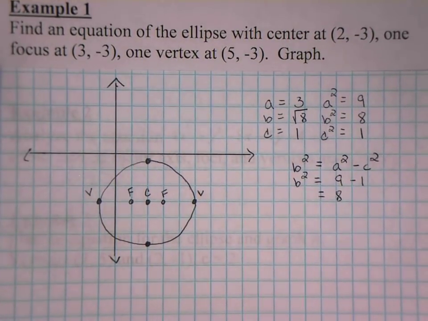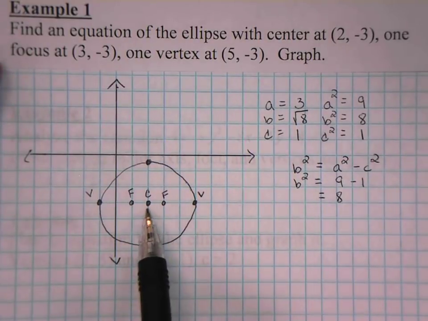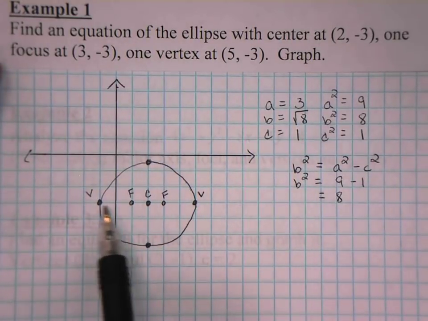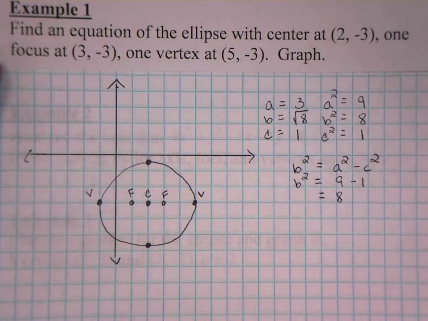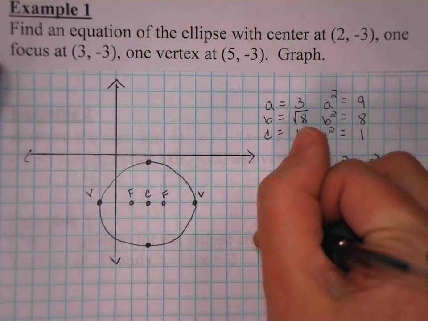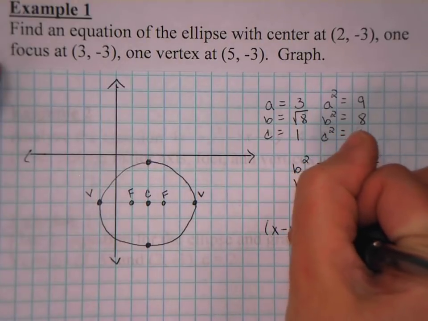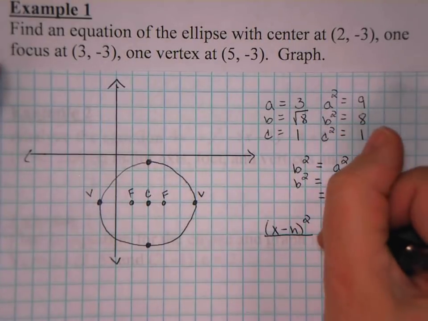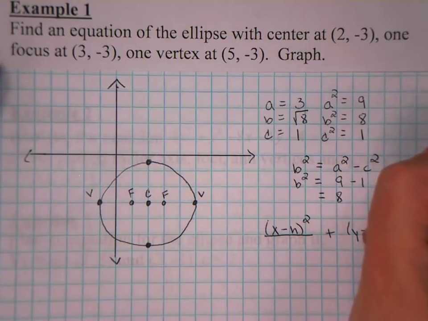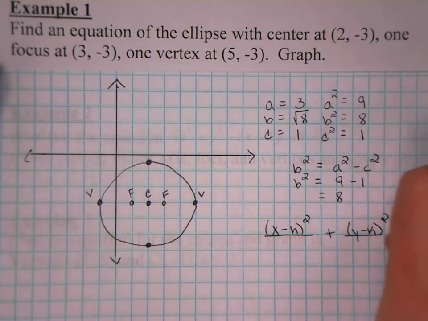Something to consider before you start writing your equation is whether this is a graph parallel to the x-axis or parallel to the y-axis. You'll notice your center, foci, and vertices are all related to each other horizontally, so that would be parallel to the x-axis. The equation, if you look in your notes for that, was (x minus h) squared over a squared plus (y minus k) squared over b squared equals 1.